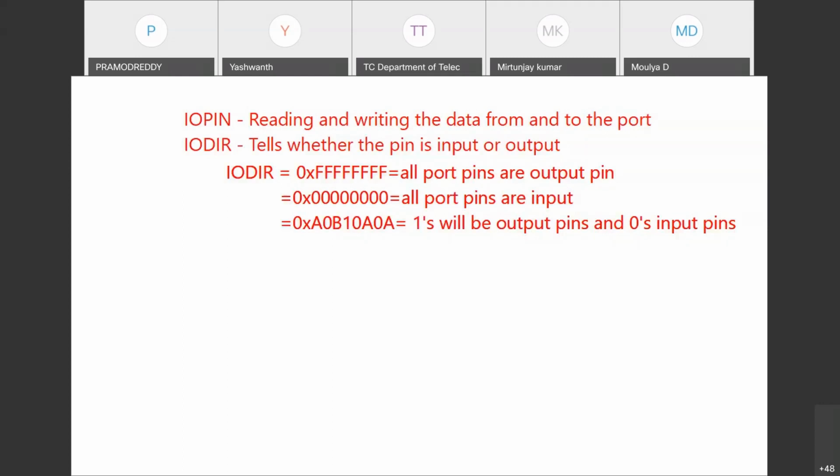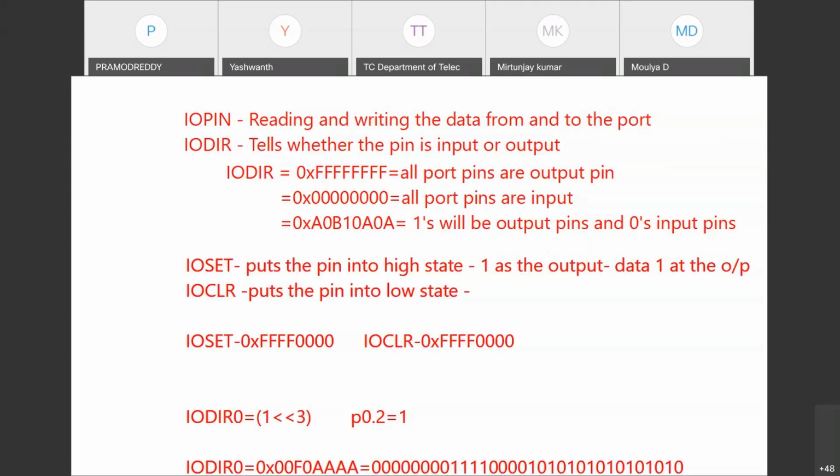1, 1, 1, 1, sorry, first 4 zeros, next 4 zeros, next 1, 1, 1, 1, next 4 zeros, okay, next 1, 0, 1, 0, 1, 0, 1, 0, 1, 0, 1, 0, 1, 0, 1, 0. So like this, if I declare, you can see whoever are ones, those respective pins are output pins. Those values which are all zeros, they are declared as input pins.